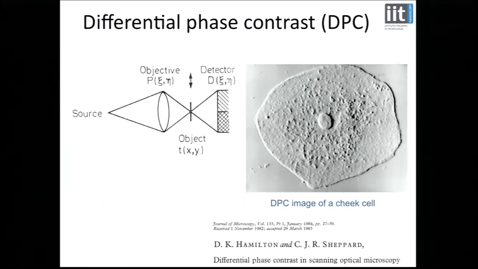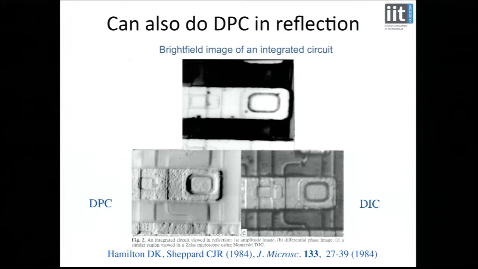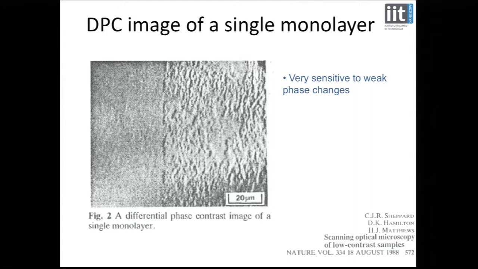So this is an example. This is a cheek cell. So you just subtract this signal from this one, and you get this beautiful image of the phase information. You can do it in reflection as well. This is looking at an integrated circuit. This is pointing out this method is actually very, very sensitive. This is an image of a single monolayer on a substrate. So it's one of these Langmuir-Blodgett films. So it's only a few nanometers thick, but we can detect it using this method.